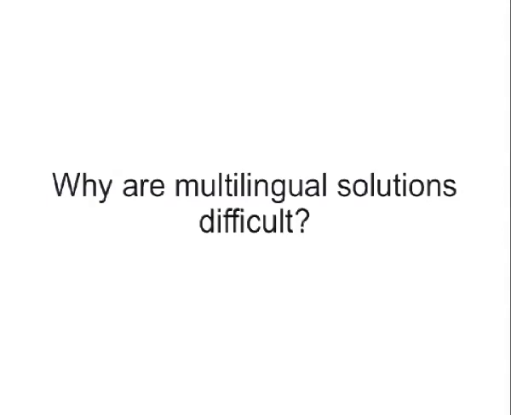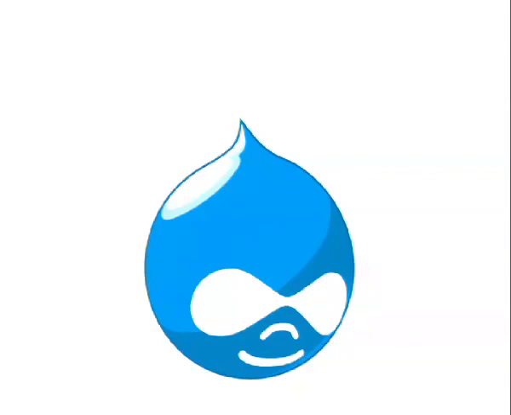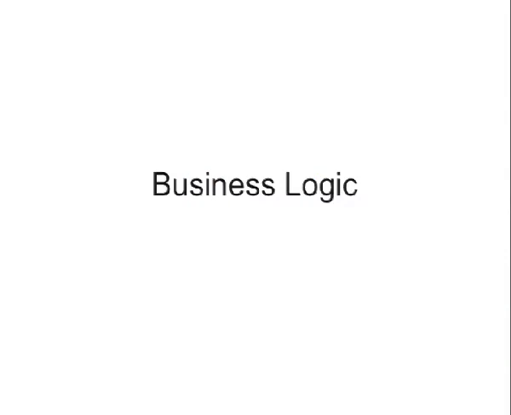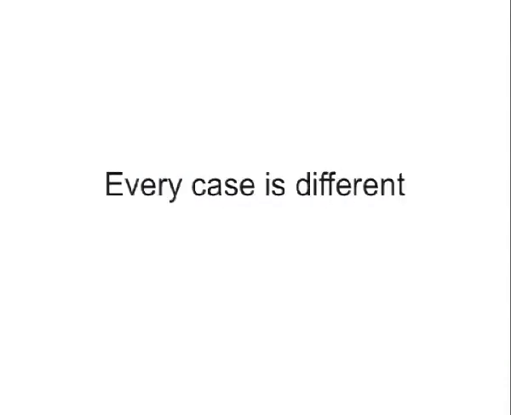But why are the solutions so difficult? Well, we're building websites with Drupal. Drupal does a lot of things great, a lot of things maybe not so great. But Drupal is not responsible for all the issues that we have with multilingual websites. One of the main problems is that multilinguality is a big part of the business logic. And because every website is different, every website has different business logic, which means every case is different. So it is very difficult to build one generic multilingual solution that just works for every website. What we have instead are different components that we need to combine to fulfill that very specific case.